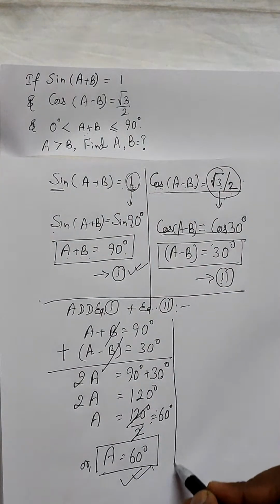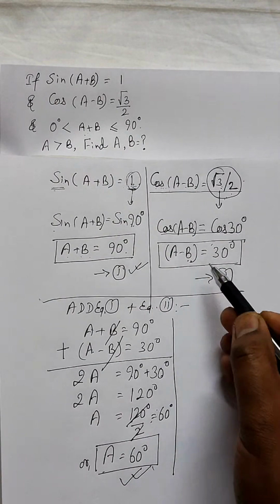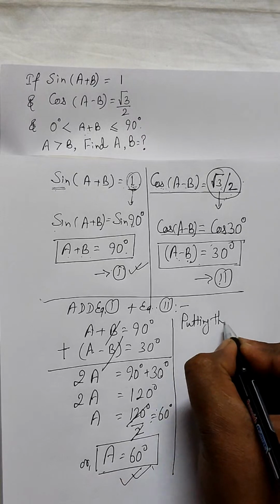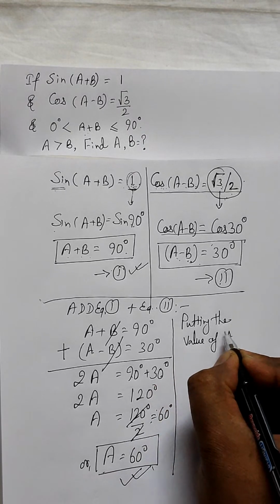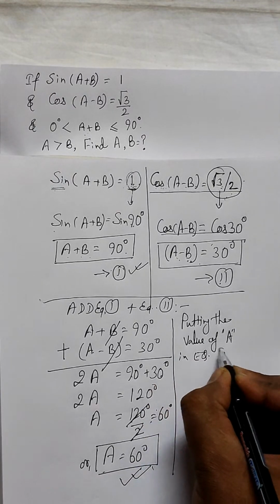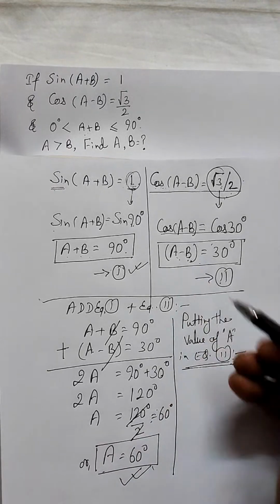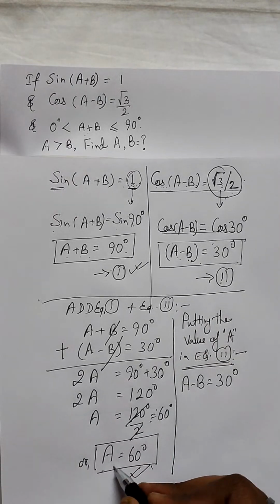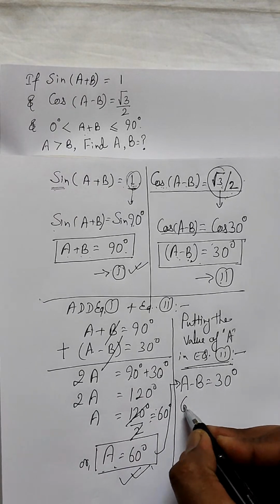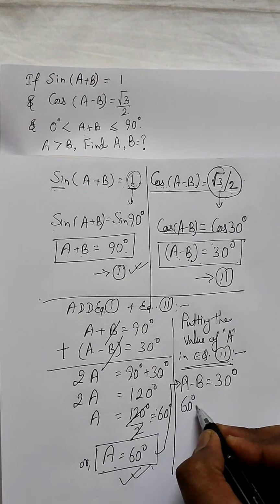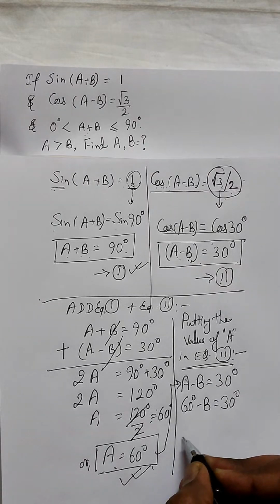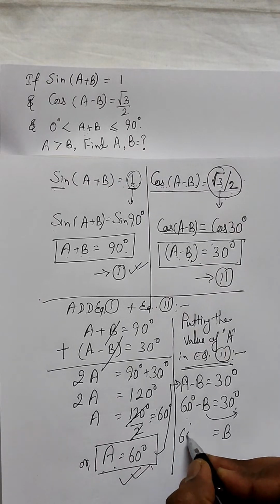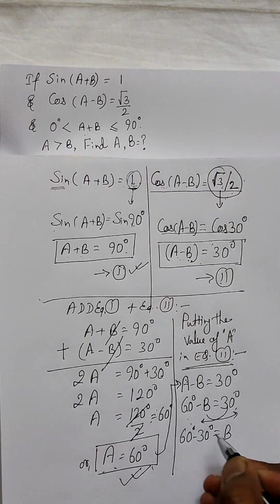Now use this value of a and put it in equation number 2. You can use either of the equations 1 and 2. Putting the value of a in equation 2, we'll get the value of the other variable, which is b. Since a minus b equal to 30 degrees and a is 60, just put this value here. So we get 60 degrees minus b is equal to 30 degrees. And from here, since b is negative, take it to the RHS, and bring 30 to the LHS. So 60 degrees minus 30 degrees, right?